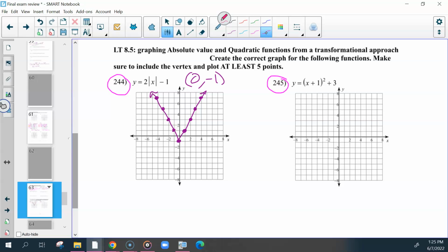245 is similar. The vertex would be this and this, except whatever's on the inside, make the opposite. So we would start at -1, 3. Double check and see if the scale changes or if there's any flips. If not, then this would be graphed just like the parent function. Go up 1, right 1, up 1, left 1, then out to the right 2 and up 4, and out to the left 2 and up 4.